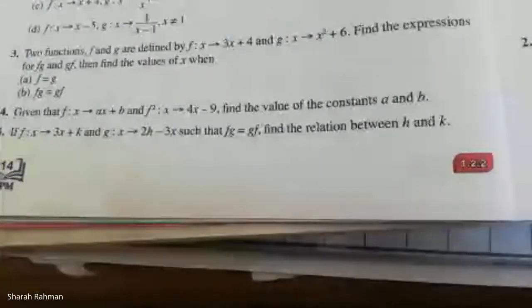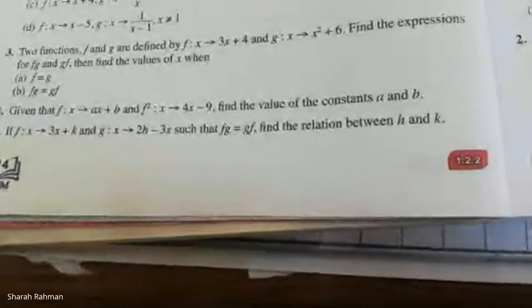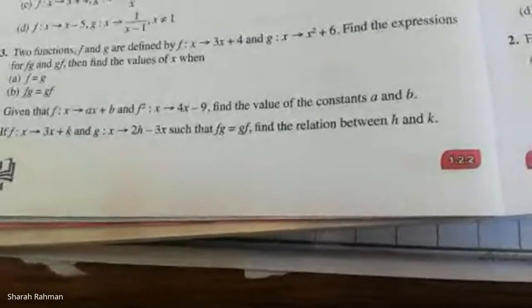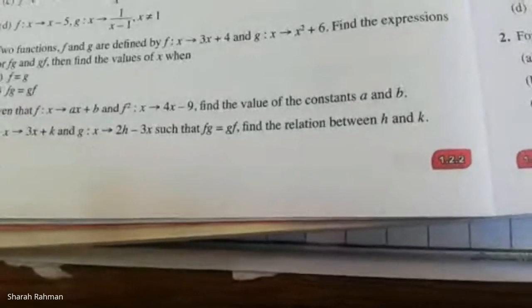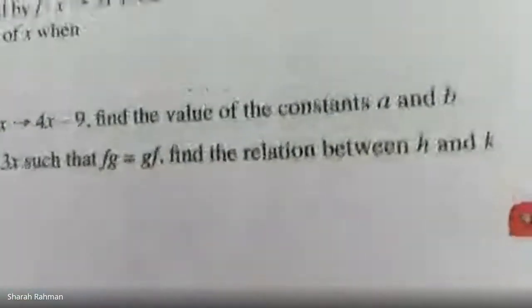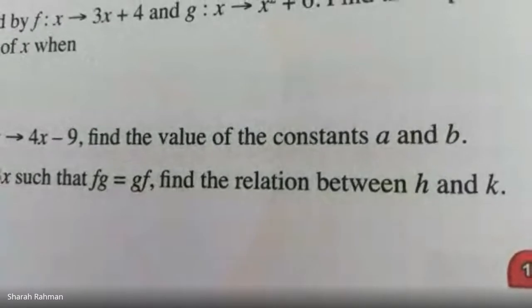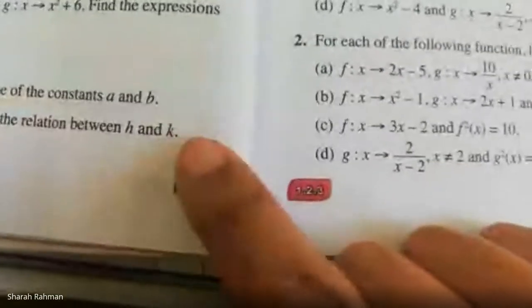Okay, so question number 5. Look back at the question. We have fx given is 3x plus k, and also gx is 2h minus 3x. So given fg equals gf. Okay, fg equals gf. So we need to find the relation between h and k.